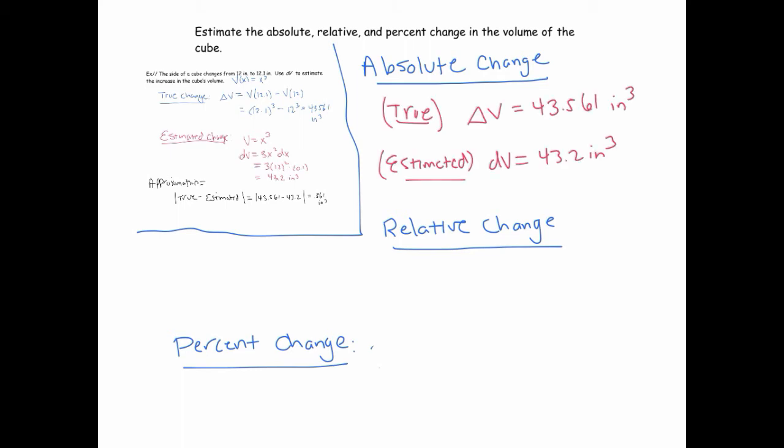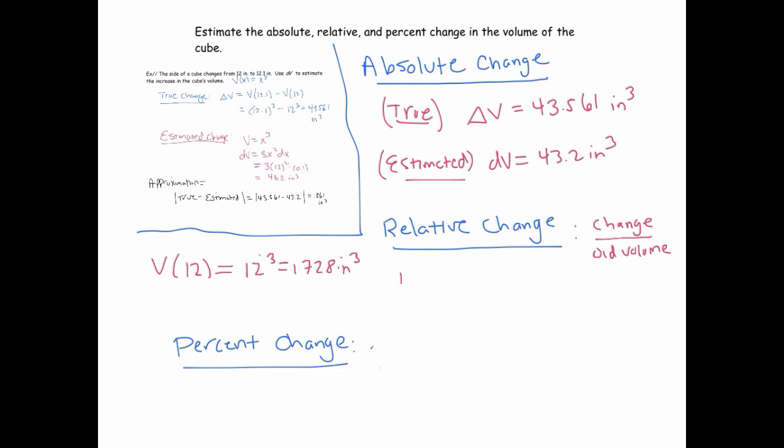We can express that change differently. We can relate the change to the previous volume. The previous volume, the actual volume of a cube that has a side of 12 inches, is 12 cubed, which ends up being 1728 cubic inches. So relative change is the ratio of your change to the old volume, or the original volume.